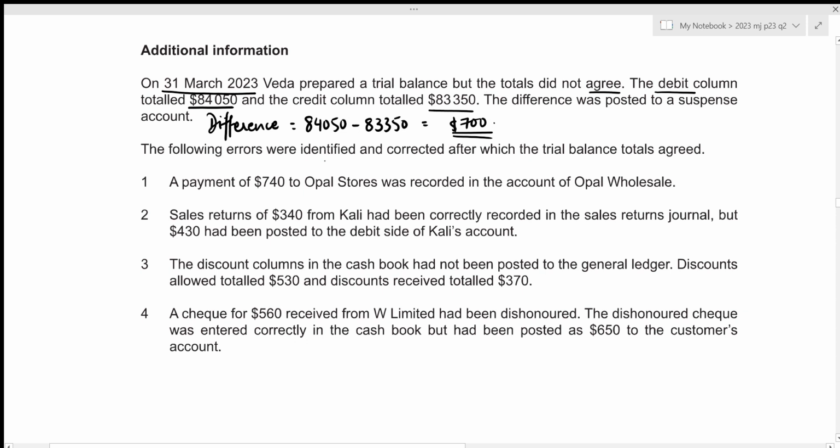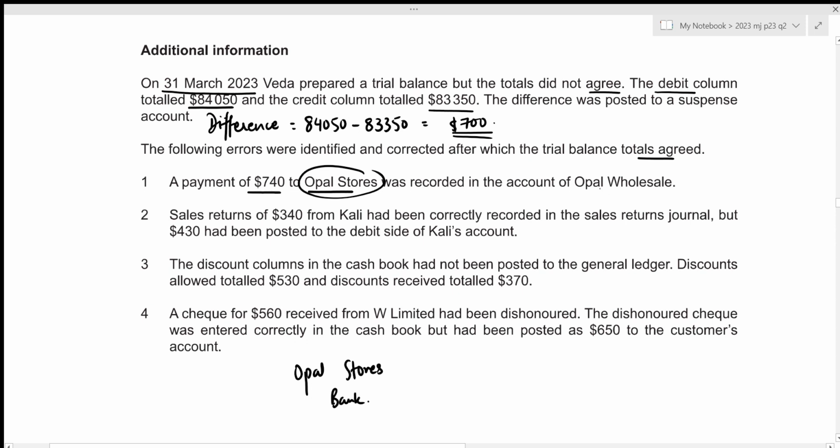Alright, now the following errors were identified and corrected, after which the trial balance totals agreed. A payment of 740 to Opal Stores was recorded in the account of Opal Wholesale. So the receiver in this case is Opal Stores. And remember that in case of journal, we always record the receiver in the debit side. So the correct entry should have been Opal Stores to bank.